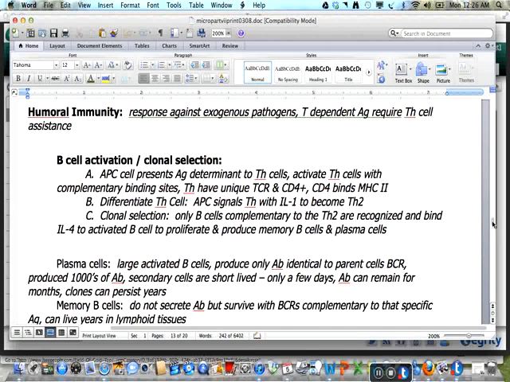The T helper cells are CD4 positive and have unique TCRs. The CD4 must bind MHC2. The APC signals the Th cell to differentiate with IL-1 to become Th2. In clonal selection, only the complementary B cell binds the Th2, and IL-4 activates the B cells to proliferate and produce memory cells and plasma cells.